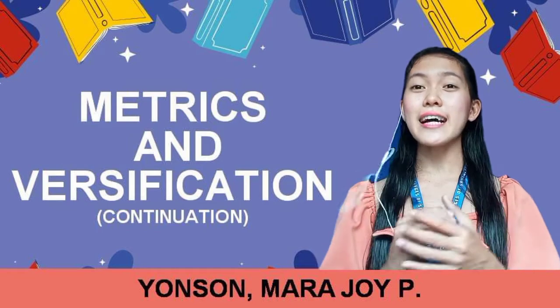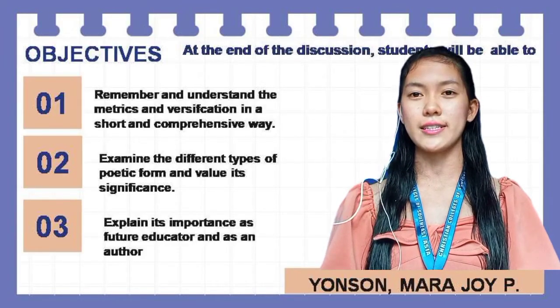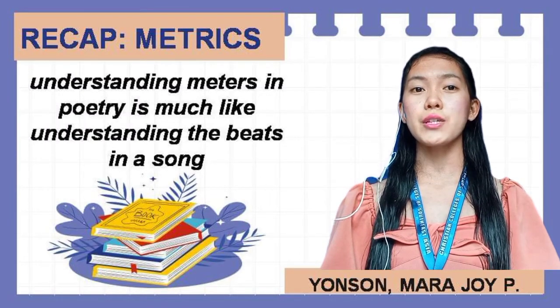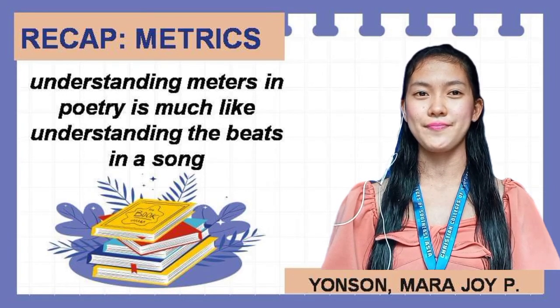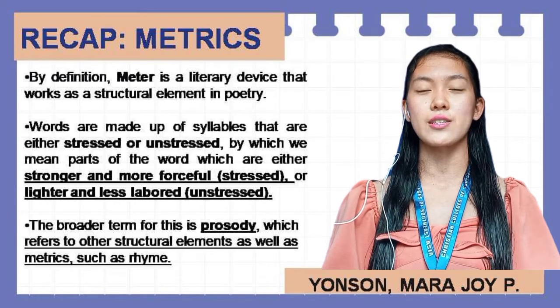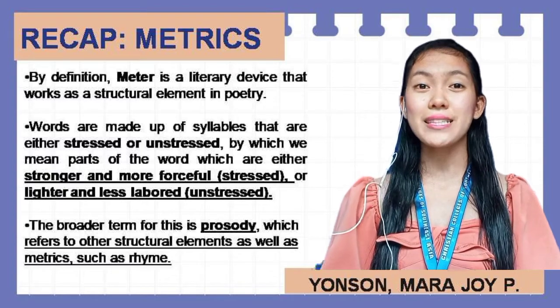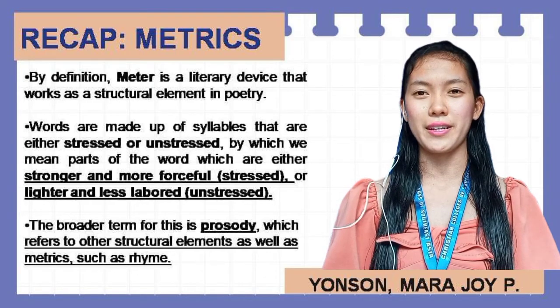Before we proceed, let us have a short recap of what Miss Arvida and Miss Elisan had discussed. In the previous report of Miss Arvida, we learned that understanding meters in poetry is much like understanding the beats in a song. By definition, meter is a literary device that works as a structural element in poetry. And essentially, meter is the basic rhythmic structure of a line within a poem or a poetic work.